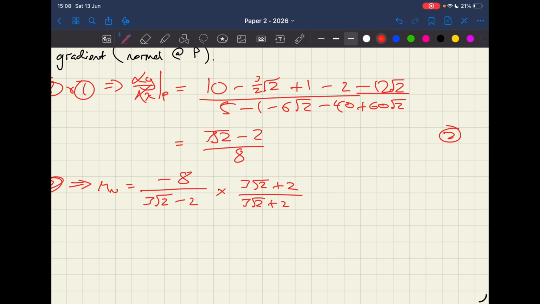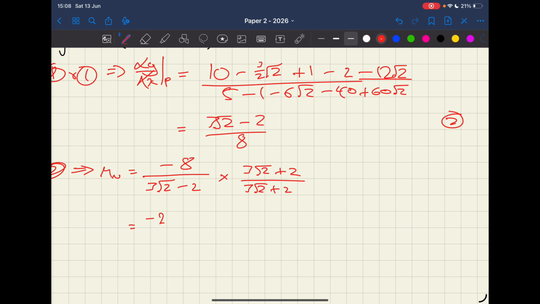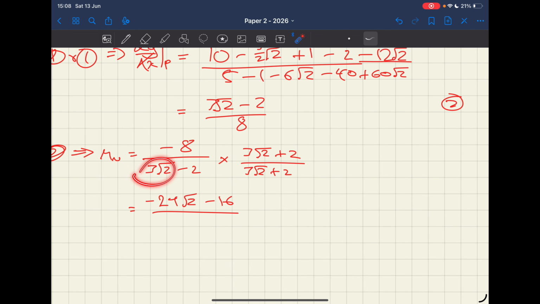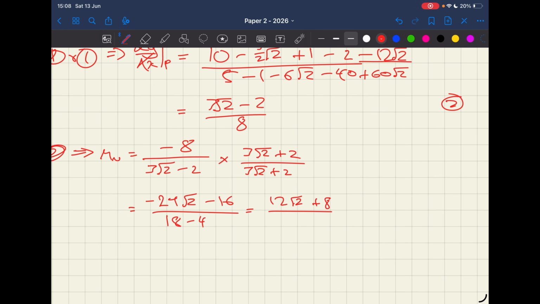Top row, what do we get? Minus 24 root 2, minus 16, all over 3 root 2 squared. What do we get there? 3 root 2 all squared, 18. Take away 2 squared, which is 4, so that's 14 on the bottom. So it's going to be 12 root 2. Half of this one will be 8. It was 14 on the bottom, so now it's 7, but we have the negative.